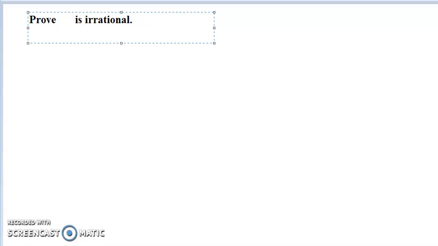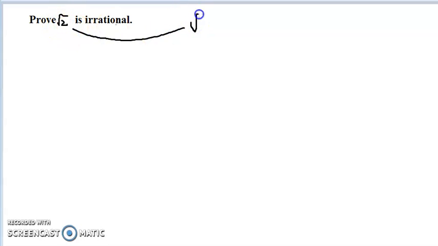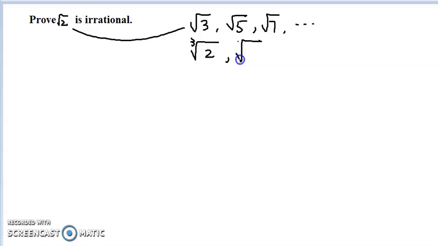Prove square root of 2 is irrational. Similar questions we have, you can change this number to say prove square root 3 is irrational, or square root 5 is irrational, square root 7 is irrational, and so on. And we can also prove cube root of 2 is irrational, cube root of 3, or cube root of 4, and so on. These are irrational.